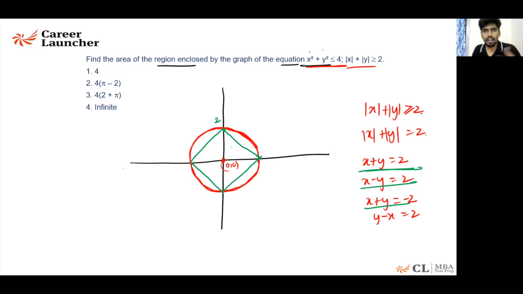So basically, are we not looking at, if we only consider the first quadrant, or if we only consider the entire circle, what is the area of the circle? We are looking at area of the circle minus area of the rhombus that is formed. So area of the circle is pi into r square, which is equal to 4 pi. So 4 pi minus something should be the answer. I'll go with option 2. 4 pi minus something is only option 2.